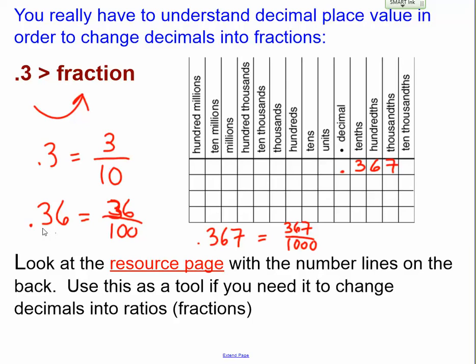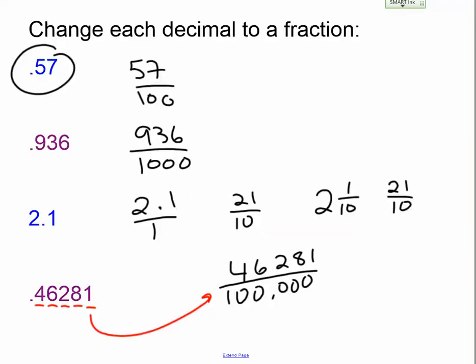You read this as 36 hundredths, because if I look at 0.36, the 6 is in the hundredths place, so that's 36 hundredths. So I put 36 over 100. And if I have 0.367, I read that as 367 thousandths. So I put 367 over 1,000. And I gave you a resource page that you can use as a tool to help you practice that.